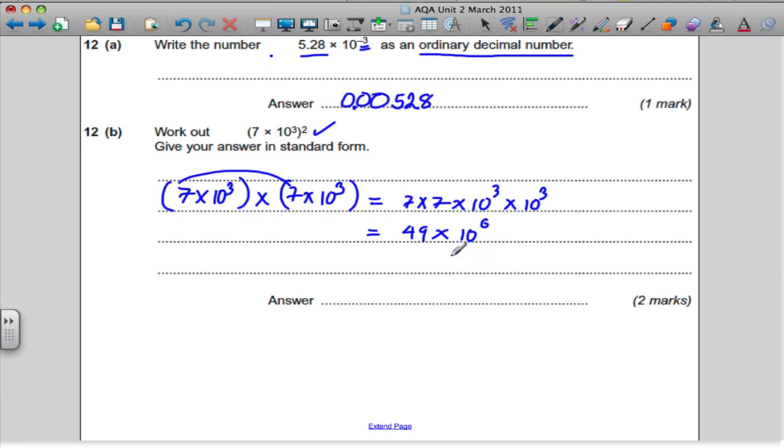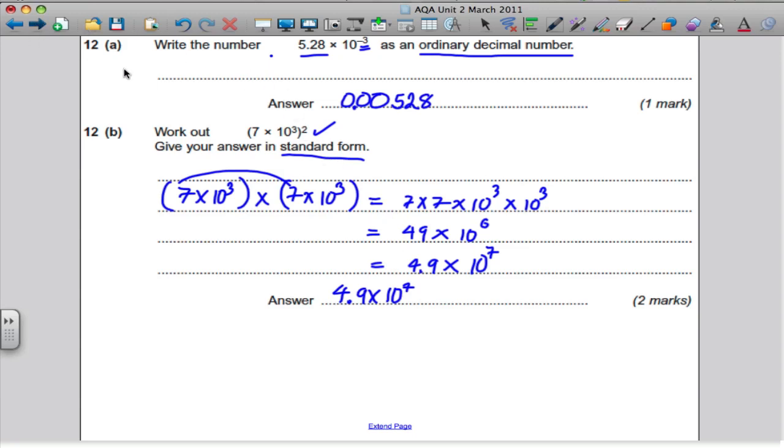However, my answer is not in standard form yet because this number is bigger than 10. I need to make it a number between 1 and 10, so 4.9. And because I've divided that first number by 10, I need to times this number by another 10 to make them the same. So this will be 4.9 times 10 to the 7 is your answer. 4.9 times 10 to the 7.